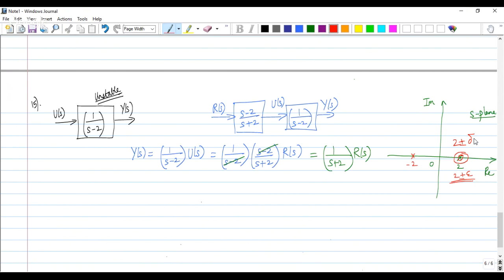Okay, so that's why we don't rely upon pole zero cancellations, particularly in the right half of the complex plane. Now, what happens when we come to the imaginary axis? The same logic holds, right? So let's say we have poles close to the imaginary axis, and then I want to cancel these poles using a zero. Same logic applies, right?